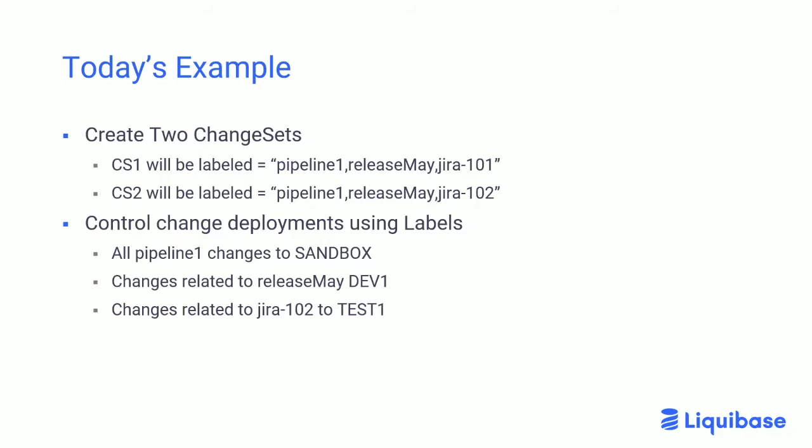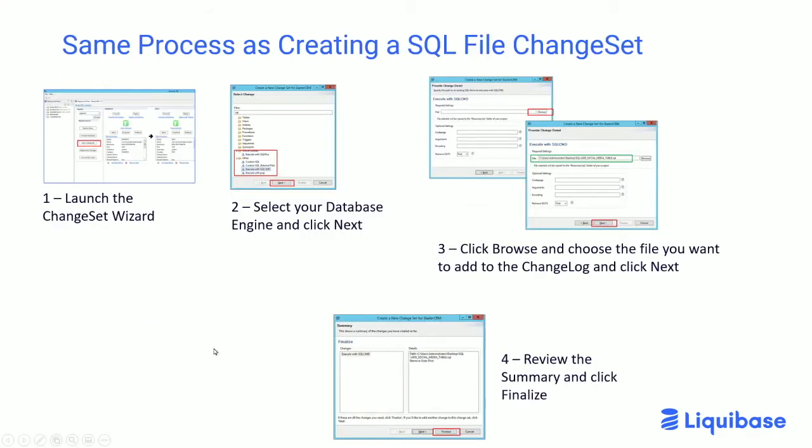So as you might expect, all of the pipeline 1 changes are going into the sandbox so everybody sees the latest. Then we'll go ahead and do deployment to dev 1 using the release tag. And of course, that's going to bring the same too. Right? And then finally, we'll do a deployment with just the Jira 102 label into our test environment and kind of watch the progression of the changes as they go through.